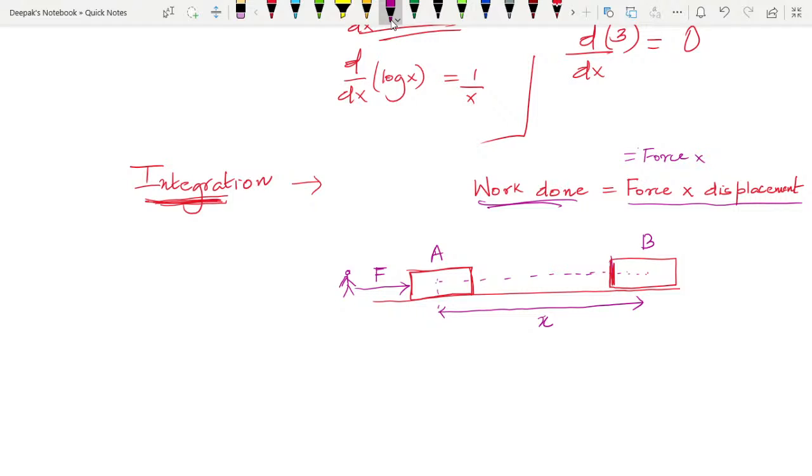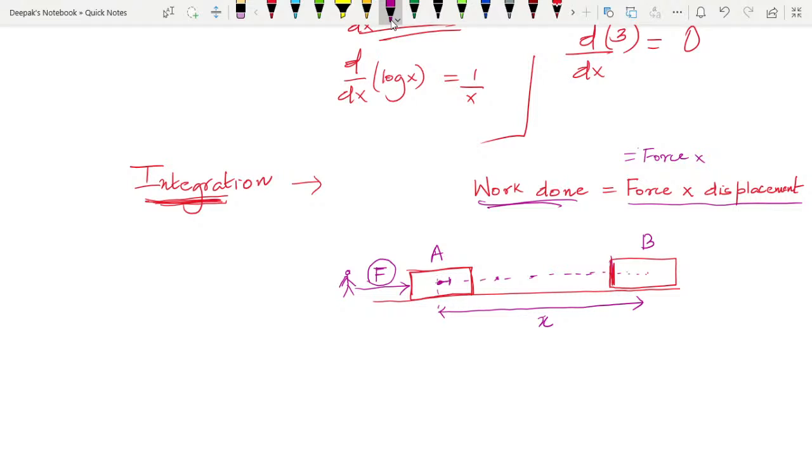But suppose one condition is that the force is changing, the force is not constant, the force changes with time. At this position it is something else, at this position it is something else, right? In that case, what will you do? Can you directly put the formula? No, you cannot directly put the formula. In that case, you will have to find small work done first.